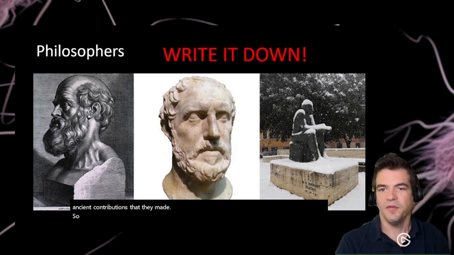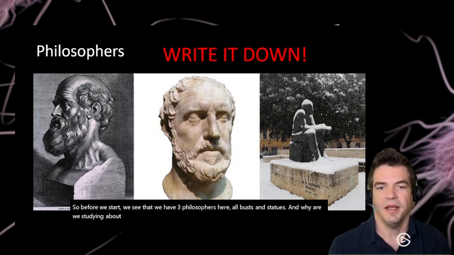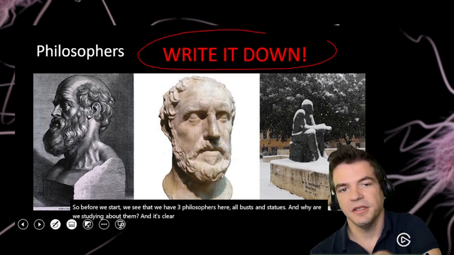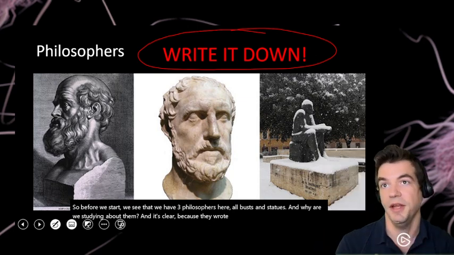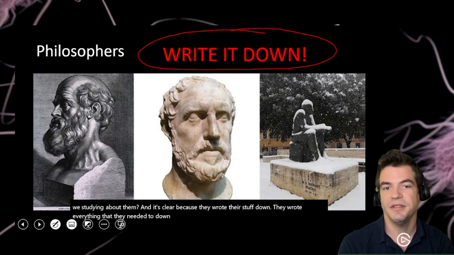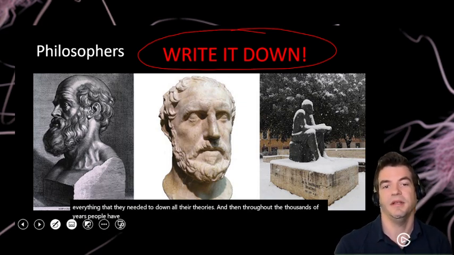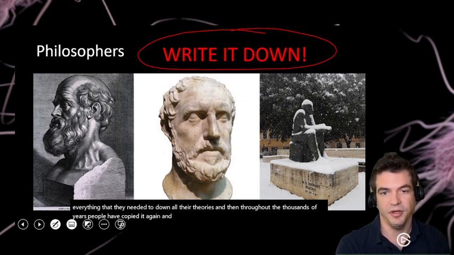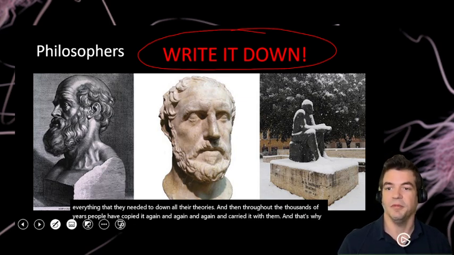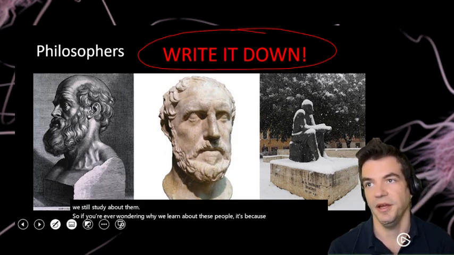So before we start, we see that we have three philosophers here, all busts and statues. And why are we studying about them? And it's clear, because they wrote their stuff down. They wrote everything that they needed to down, all their theories, and then throughout the thousands of years, people have copied it again and again and again and carried it with them. And that's why we still study about them. So, if you're ever wondering why we learn about these people, it's because they wrote it down.